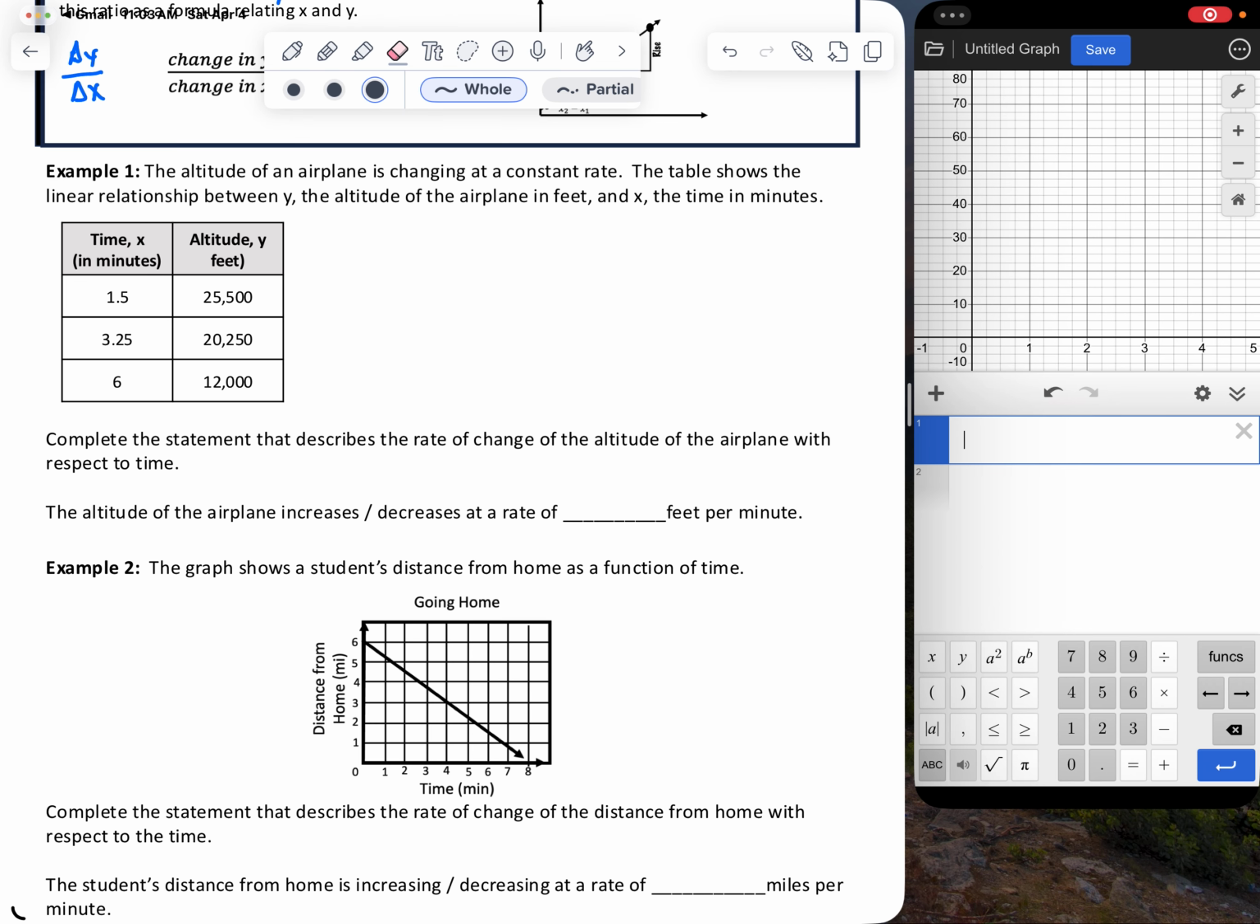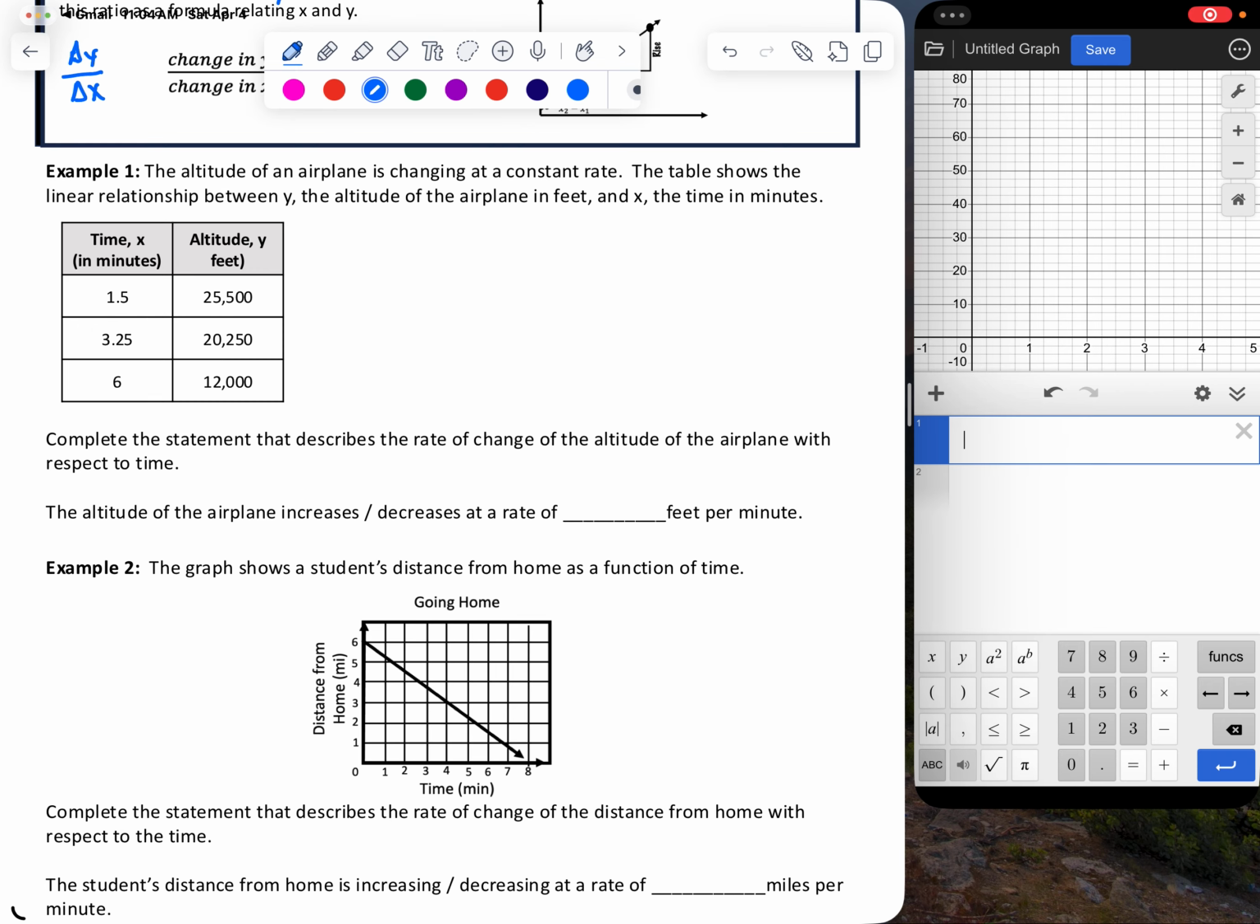So in example 1, it says the altitude of an airplane is changing at a constant rate. The table shows the linear relationship between y, the altitude of the airplane in feet, and x, the time in minutes. Complete the statement that describes the rate of change of the altitude of the airplane with respect to the time. So it says the altitude of the airplane increases or decreases, we'll circle one, at a rate of blank feet per minute. Because they're asking for the rate of change, they're simply asking us to find the slope of this linear relationship. When we're given a table and not a graph, the easiest way to find the slope is by using the slope formula.